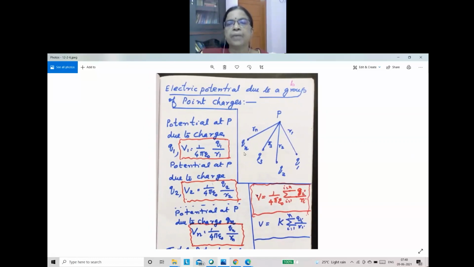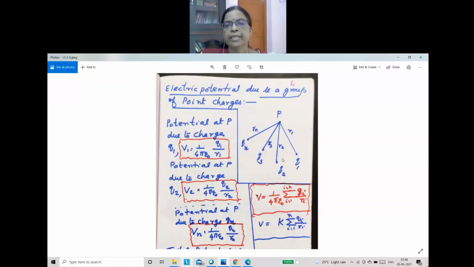Then electric potential due to a group of point charges. Here you can see a number of charges, Q1, Q2, Q3, Qn, etc., which are at distances R1, R2, R3, etc., Rn. Here we have to find the potential at P due to all these charges.